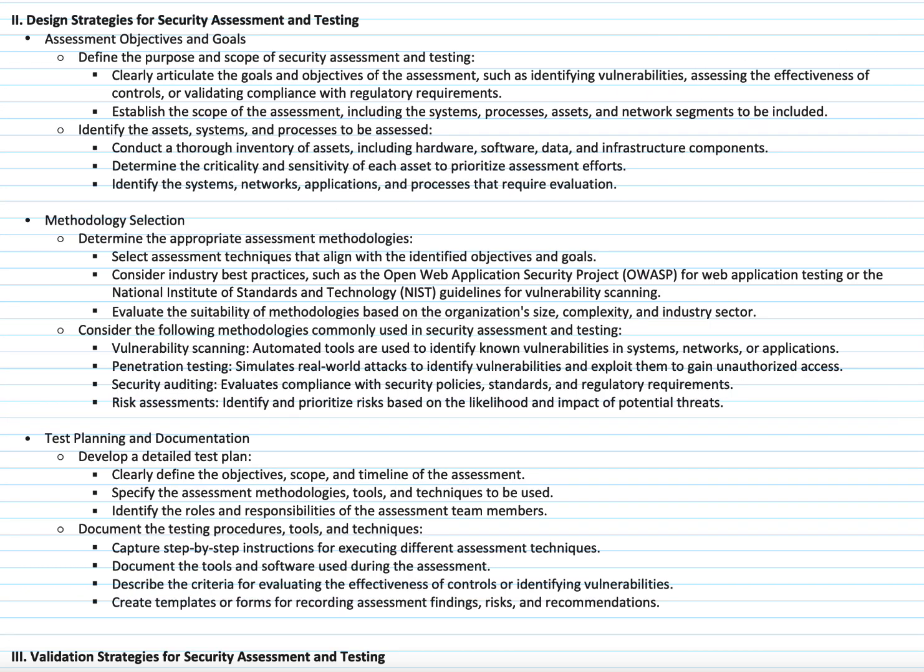Okay, so how do you do an assessment and the test that goes with it? You need to design the basic plan or the strategy around completing an assessment and the test itself. First, there's really basically three areas that you need to consider. One, assessment objectives and goals. You need to define the purpose and the scope of the security assessment and the test. This means you have to articulate the goals and objectives that you want to accomplish in this assessment.